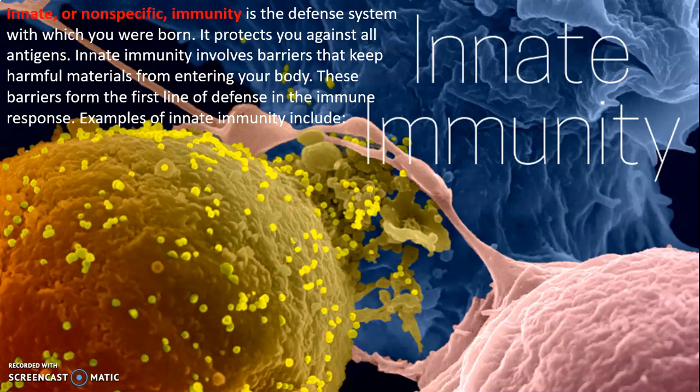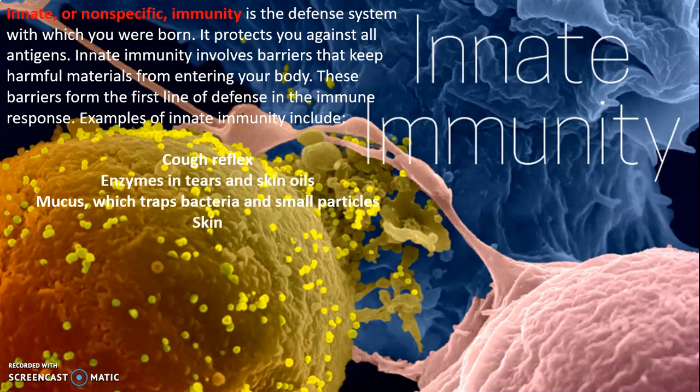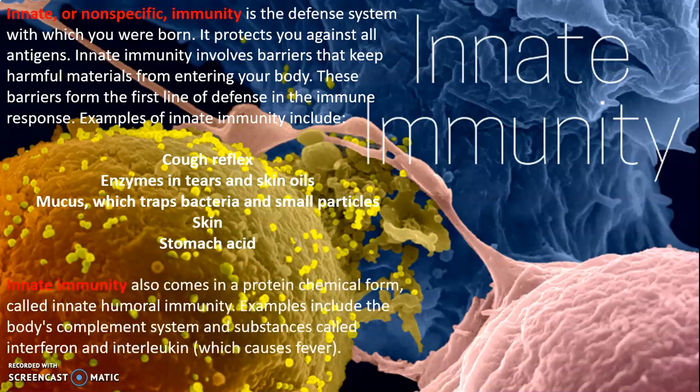Examples of innate immunity include the cough reflex, enzymes in tears and skin oils, mucus, which traps bacteria and small particles, the skin, and stomach acid. Innate immunity also comes in protein, chemical form called innate humoral immunity. Examples include the body's complement system and substances called interferon and interleukin, which cause fever.